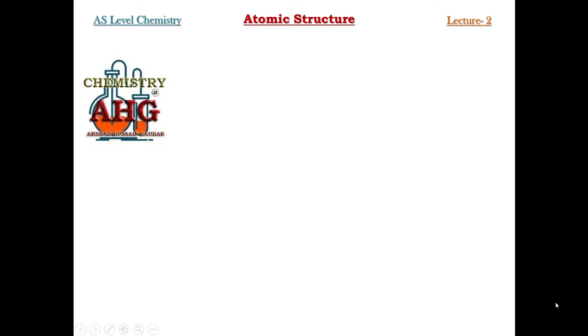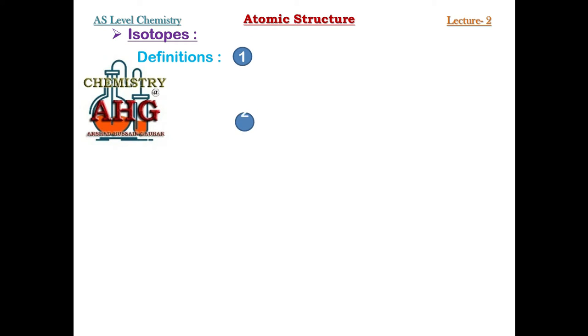Hello students, AS level chemistry, chapter is atomic structure, lecture number 2. In this lecture we are going to talk about isotopes. First of all, we will discuss writing definitions for isotopes, and then we will talk about the properties of isotopes. Now you must remember there are two possible definitions for isotopes.